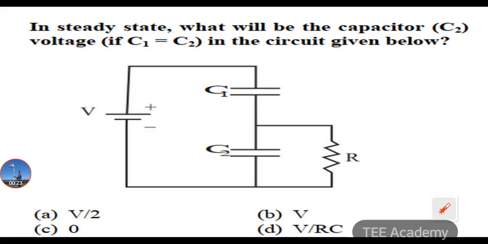So let's start here. The first question is, in a steady state, what will be the capacitor C2 voltage if C1 is equal to C2 in the circuit given below? Here they have given a voltage source, capacitors C1 and C2, and a resistor R. They are asking what will be the voltage across the capacitor C2 if the values of C1 and C2 are both equal. The options given are A is V by 2, C is 0, and D is V by RC.